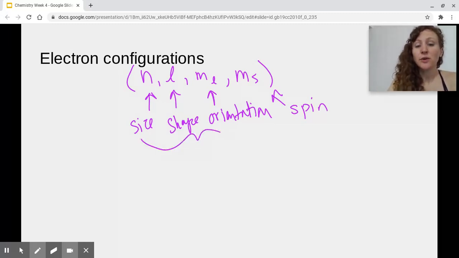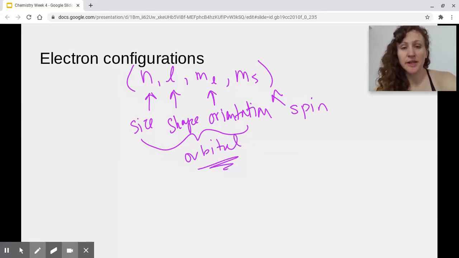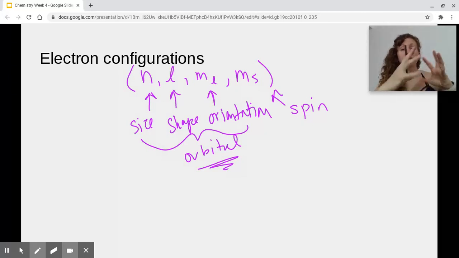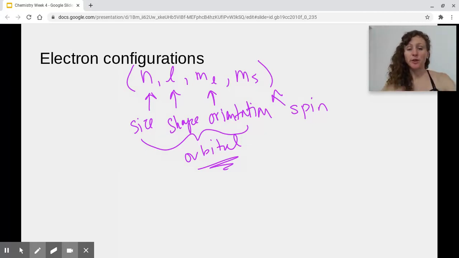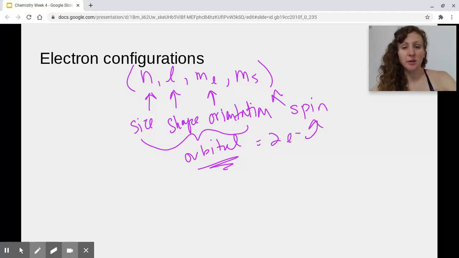And so that orbital, remember, is a 3-dimensional space described by shape, size, and orientation where the electron can exist. And each orbital can hold 2 electrons. That's why we need the spin number, because the spin number is going to tell us which of the 2 electrons inside that orbital we're describing.